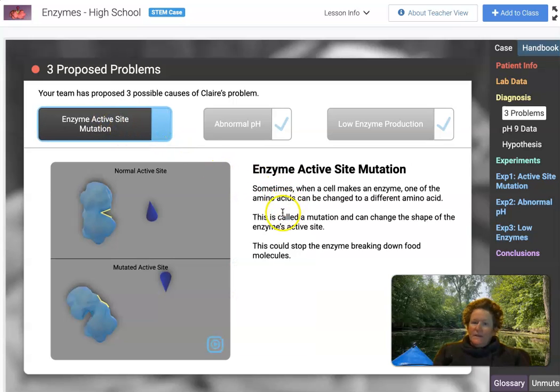When a cell makes an enzyme, one of the amino acids can be changed to a different amino acid. This is called a mutation and can change the shape of the enzyme's active site. This little yellow part right here is the active site. If it's mutated, you can see that the enzyme's active site changes shape, and the substrate, what the enzyme acts on or reacts with, does not fit here anymore, and the enzyme doesn't work. So that's one possibility for Claire. We can just do the animation here.